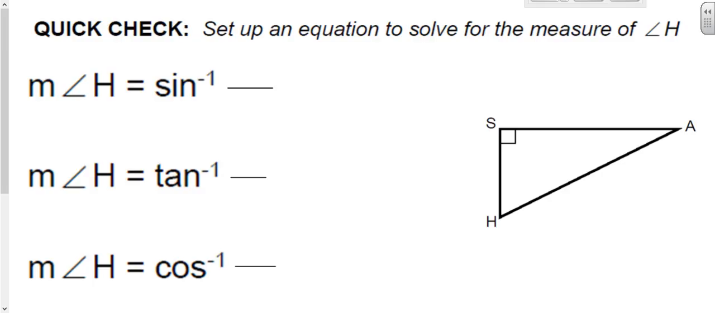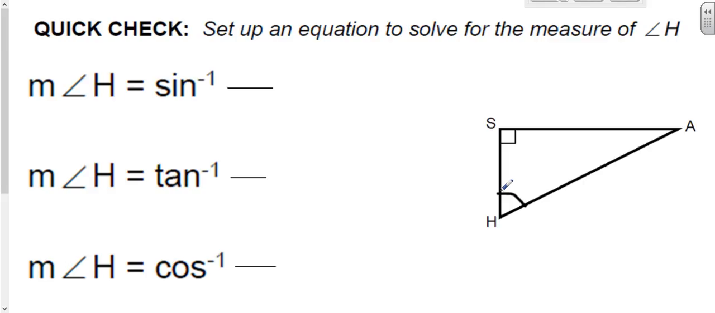All right, part two for you. Let's check those quick check answers. So let's see, we're looking at angle H, trying to find the measure of it, set up the ratios for these inverse trig functions. So I'll mark angle H here and then label my sides, okay?